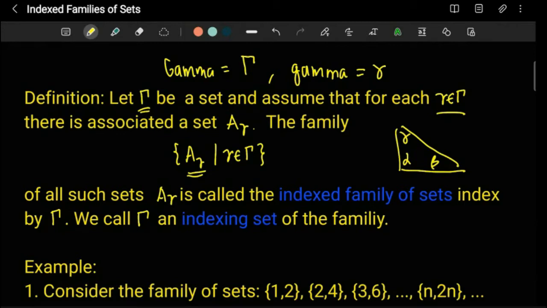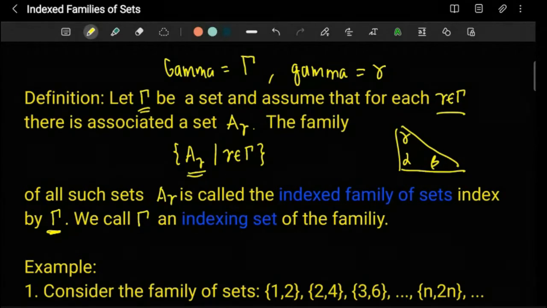So again, the collection of all these sets A sub gamma, defined for each gamma in the indexing set, is called the indexed family of sets, which is indexed by gamma. So we call gamma an indexing set. Now, parang medyo technical yung definition, but really it's very simple to understand.